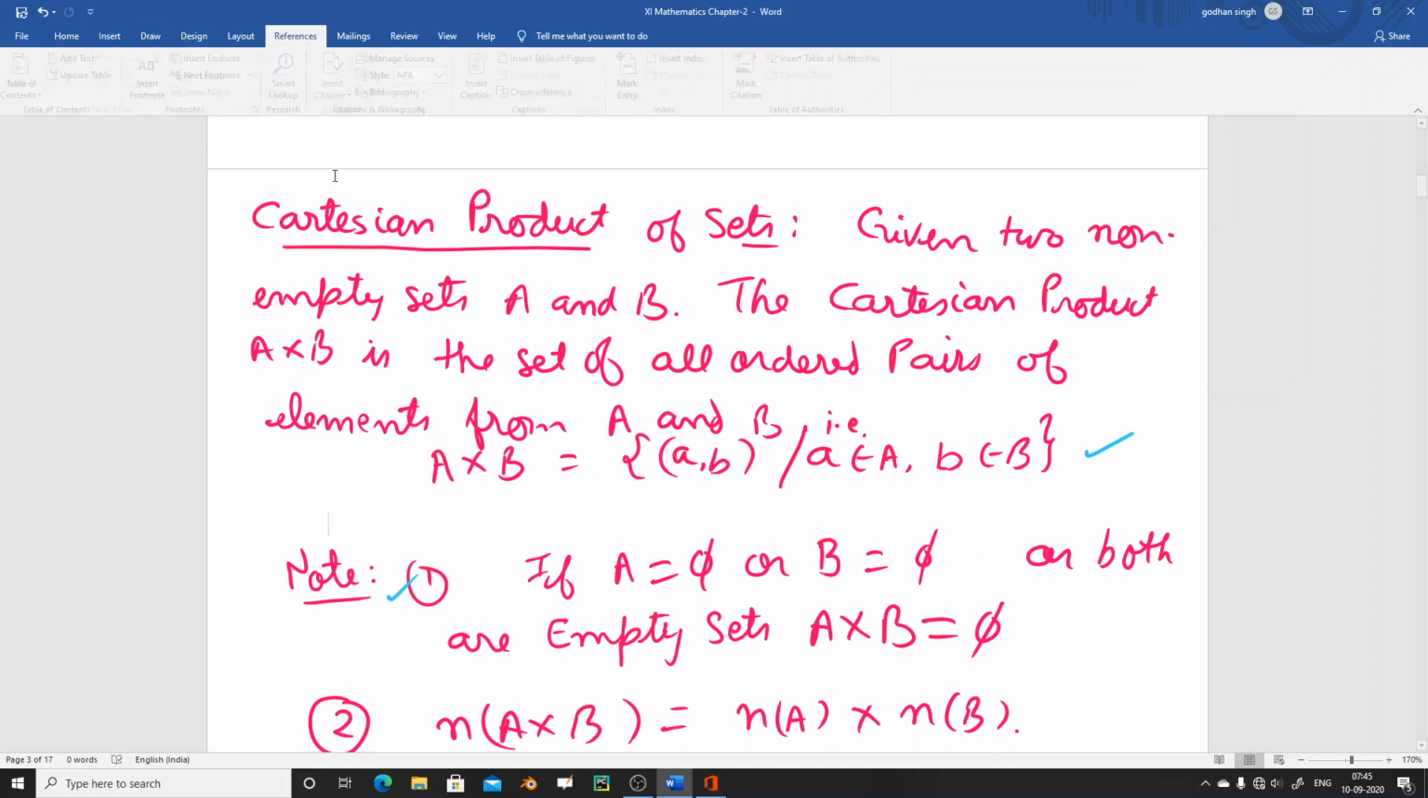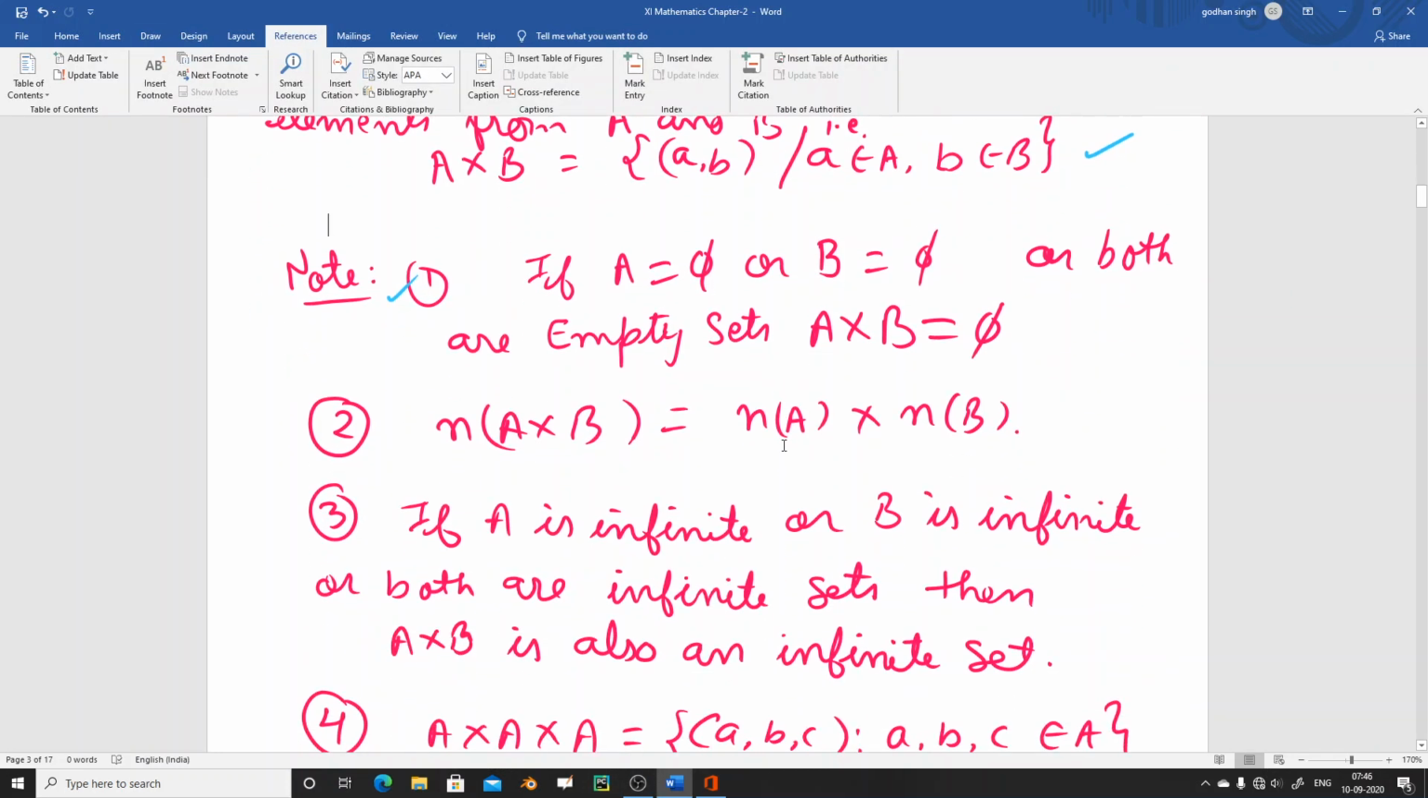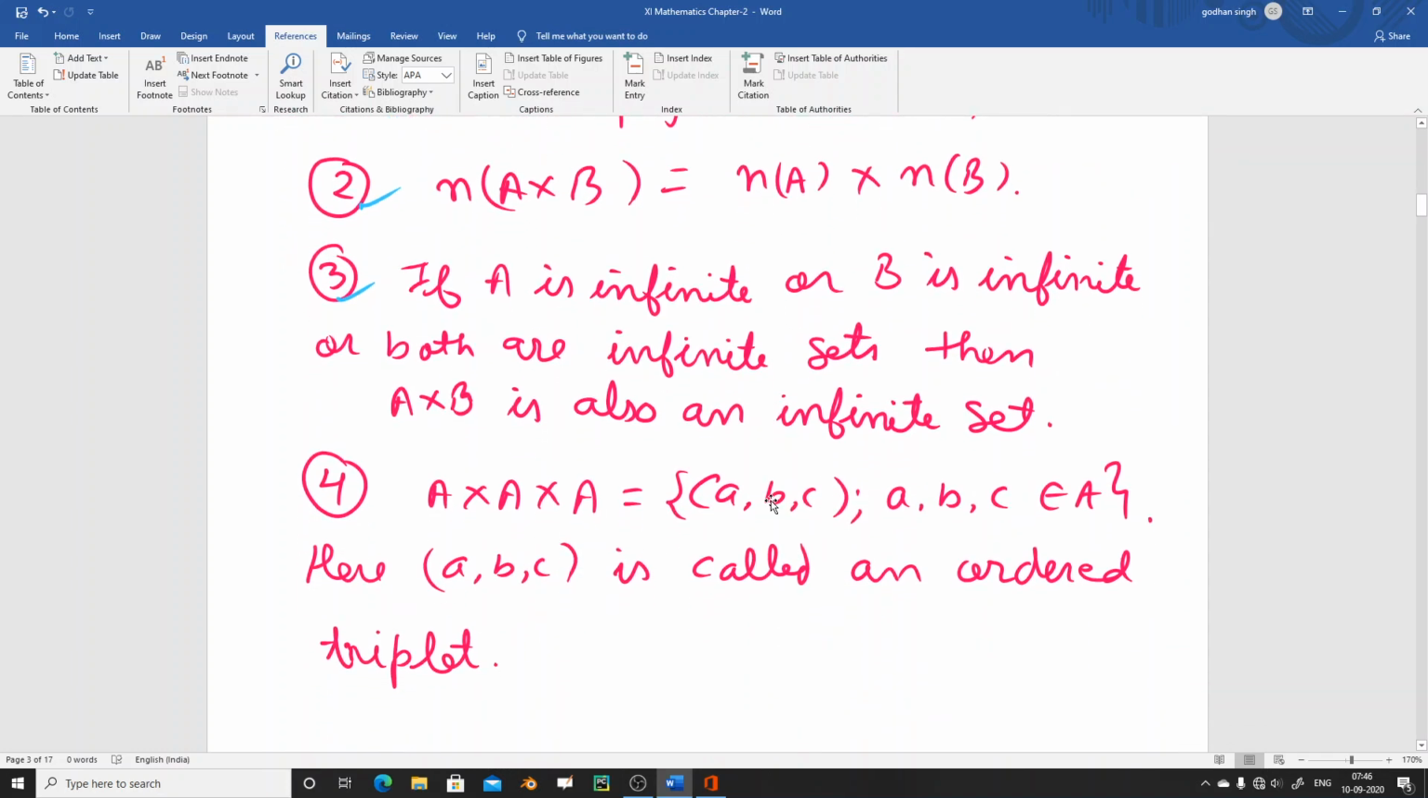Second point, n(A cross B), which stands for the number of elements in the Cartesian product A cross B, is equal to n(A) into n(B), where n(A) stands for the number of elements in set A and n(B) stands for the number of elements in set B. Third point, if A is infinite or B is infinite or both are infinite sets, then A cross B is also an infinite set. Fourth point, A cross A cross A equals the collection of all ordered triplets (a,b,c) such that a, b, c belong to A. Here (a,b,c) is called an ordered triplet.